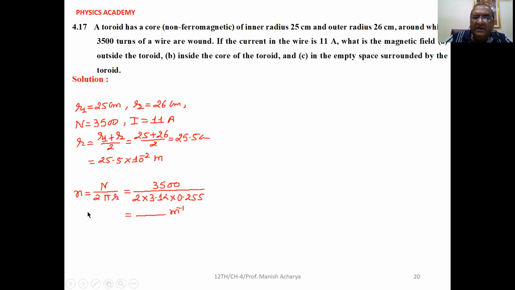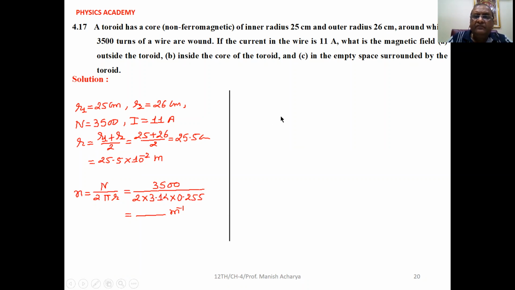Now, here the number of turns per unit length will be the total number of turns divided by the total length of the Amperian loop, and that is 2πR. So 3,500 upon 2 × 3.14 × R, that is 0.255. So you will get the number of turns per unit length.